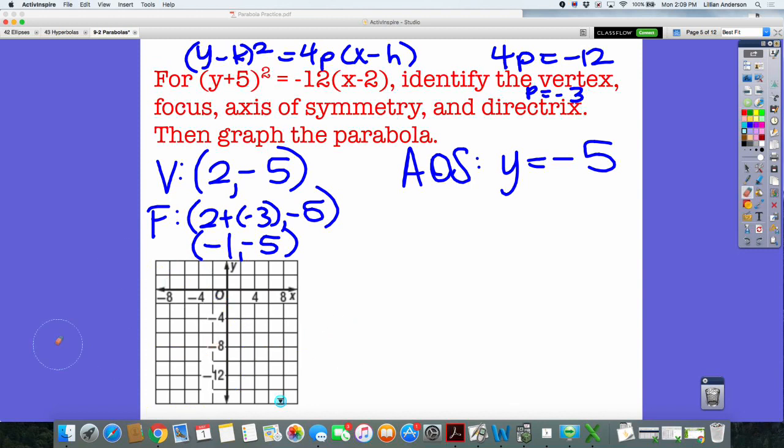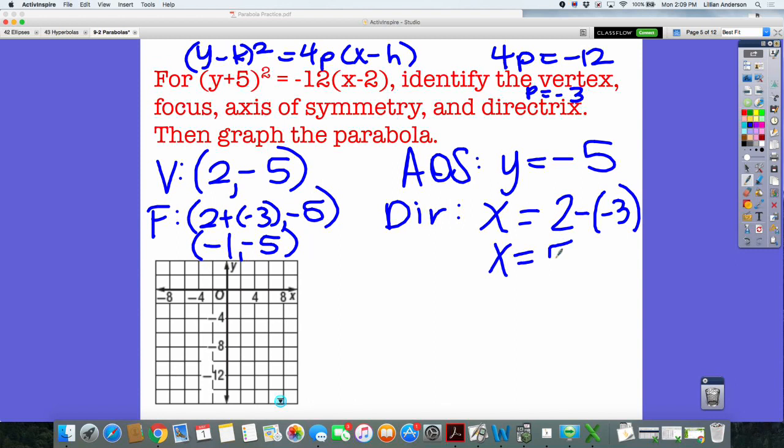Now we're going to identify the directrix. For parabolas that open left and right, the directrix is x equals h minus p. H minus p. What's 2 minus a negative 3? A positive 5. So x equals 5 is our directrix. Will they always equal each other? One's a positive, one's a negative.